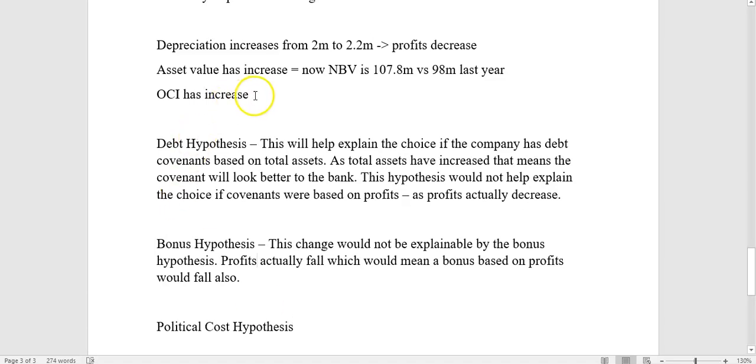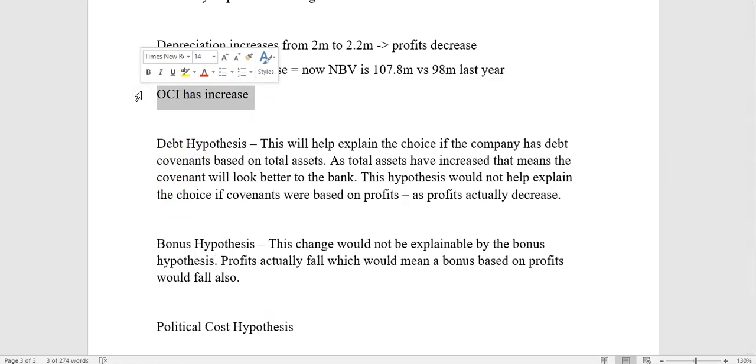Now we're ignoring the fact that OCI has gone up. I know that's part of the statement of profit or loss and other comprehensive income, but usually bonuses might be based on core profit figure before OCI is taken into account. So just bear that in mind. And finally, then the political cost. Would this be explained?